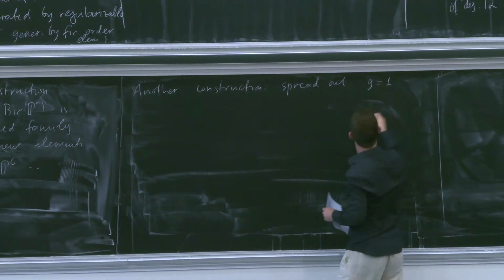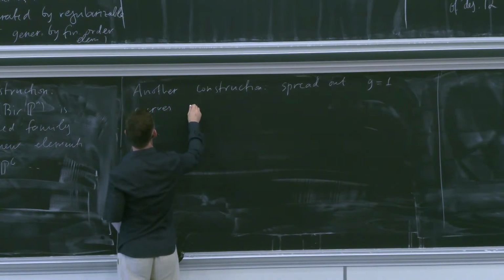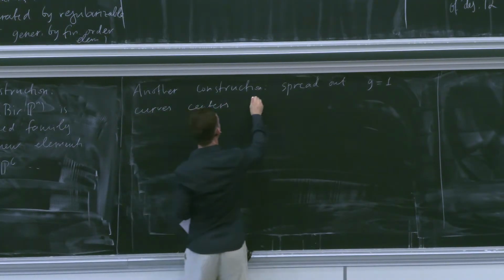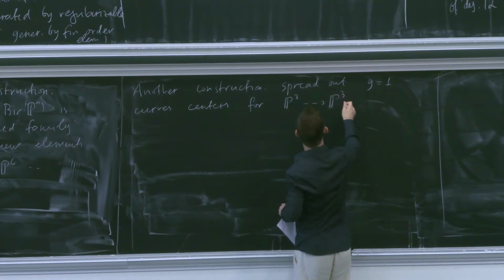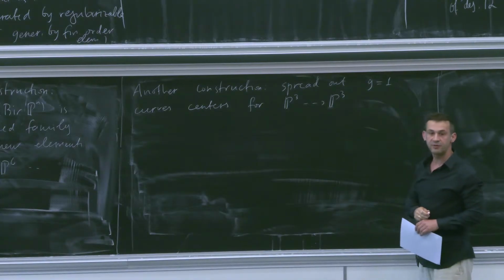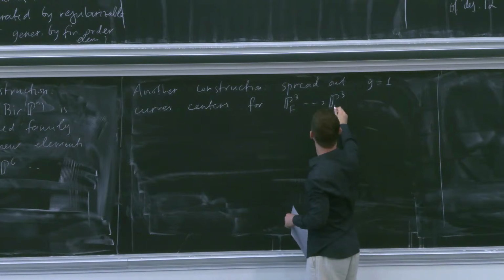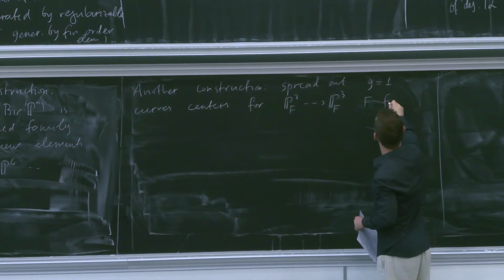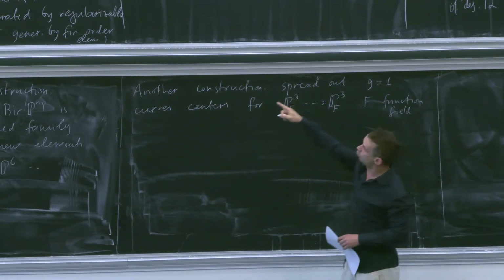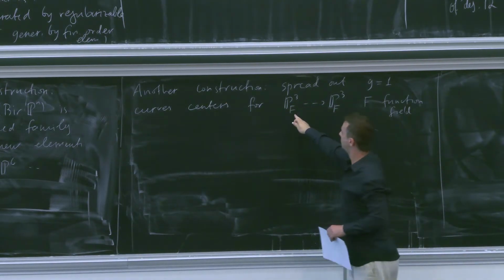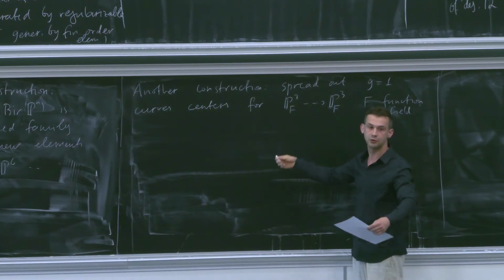Genus 1 curves, centers for P3 links from P4. So previously we had this situation where I put a new field here, F, so F is a function field. And we had this other non-vanishing for P3 over function fields. And we're going to make a family out of this in an interesting way.